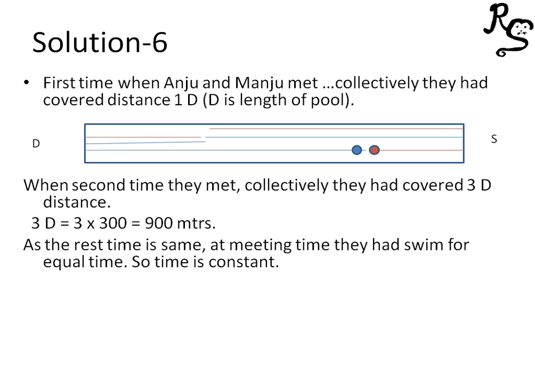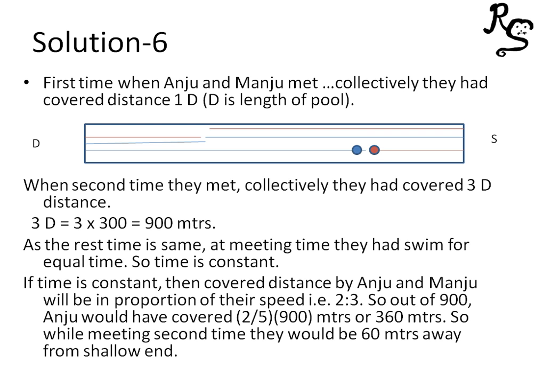Now it is given that their speed ratio is 2:3, so the distance covered by them would be in the same ratio. Why would it be the same ratio? Because the total time they were swimming is the same for both of them. So the covered distance would also be in the ratio 2:3, the same as their speed. So out of 900 meters, we can find how much Anju has covered starting from the deep end. It comes to 360 meters.